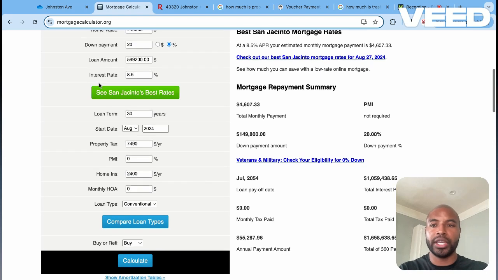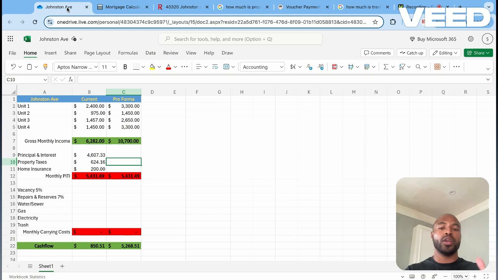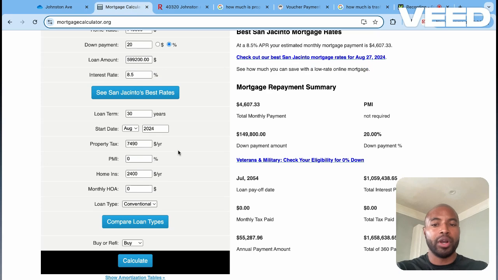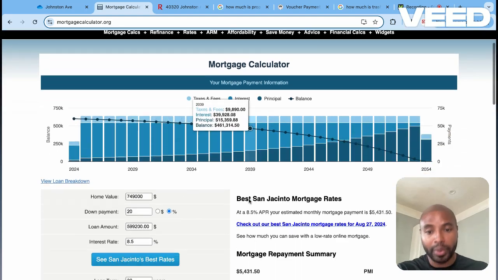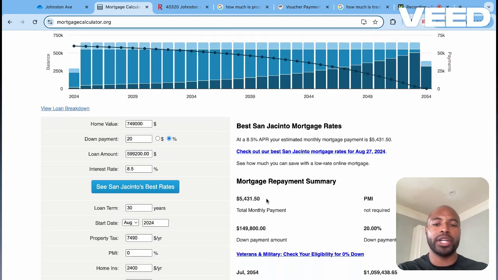And then we want to go ahead and double check, confirm my entire monthly PITI payment, which is principal, interest, taxes, and insurance. The monthly housing cost for this particular property, I'm calculating it as $5,431.49. But we also put the information into the mortgage rate calculator. So this is a way that you can confirm and make sure that you're on the right track and that your calculations are correct. And what is it turning out to be? Pretty much the exact same thing.